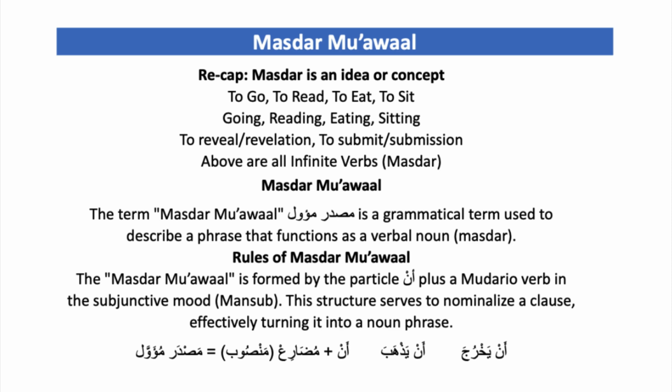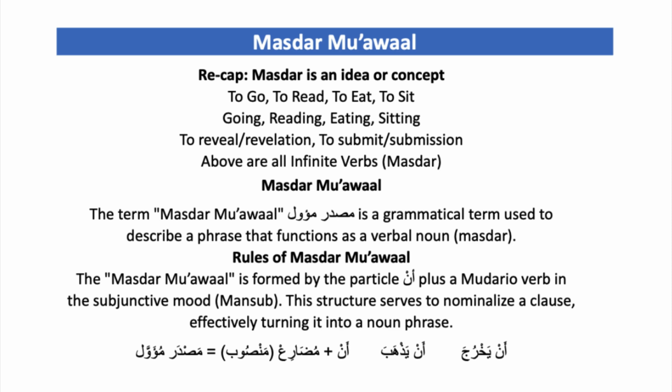So instead of using a one-word masdar, Arabic sometimes uses a full phrase, and that phrase takes the role of a noun in the sentence. This is a very powerful feature of Arabic, because now an entire action expressed as a phrase can act as a subject, an object, or any other grammatical role.